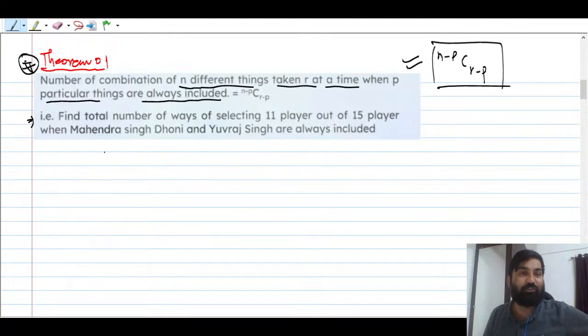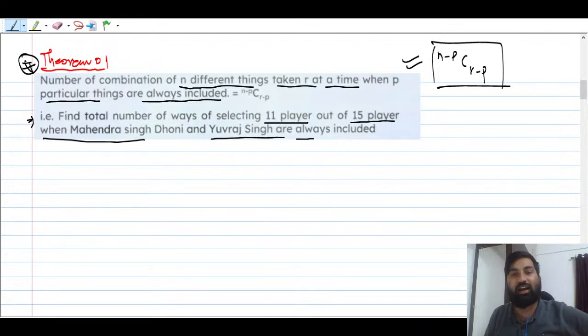So let us read the problem first. Find the total number of ways of selecting 11 players out of 15 players when Mahendra Singh Dhoni and Yuvraj Singh are always included. These two players are always included, guys. So how many players do you have to select? You have to select 11 players. But two players are already selected, meaning they are always included. You don't have to select them. I hope this makes sense.